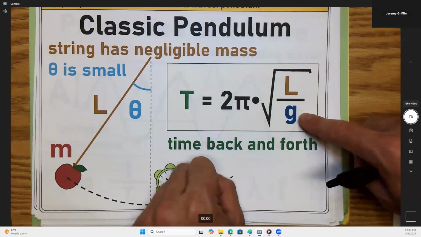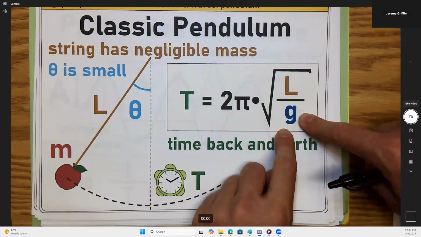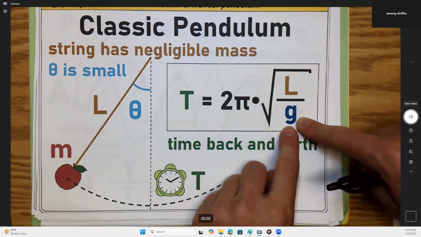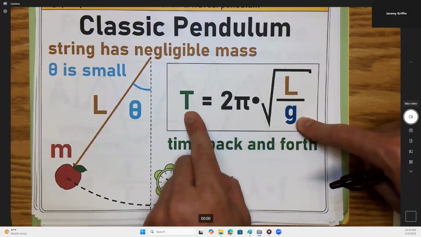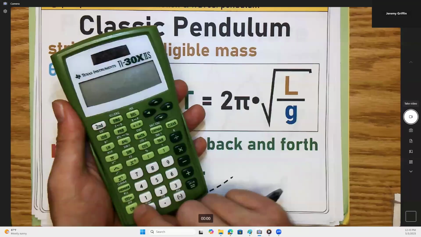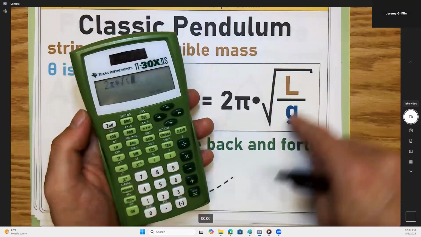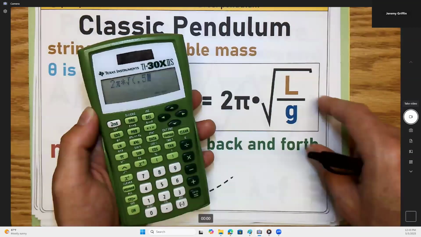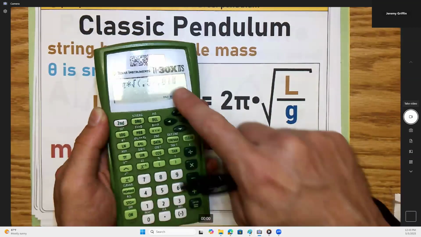What if the gravity field was like 0.0001 meters per second squared? The time to swing back and forth would be very, very what? Very big? A lot of time? Here, let's do some numbers. 2 pi times the square root of, let's say the length is like 0.5 meters.